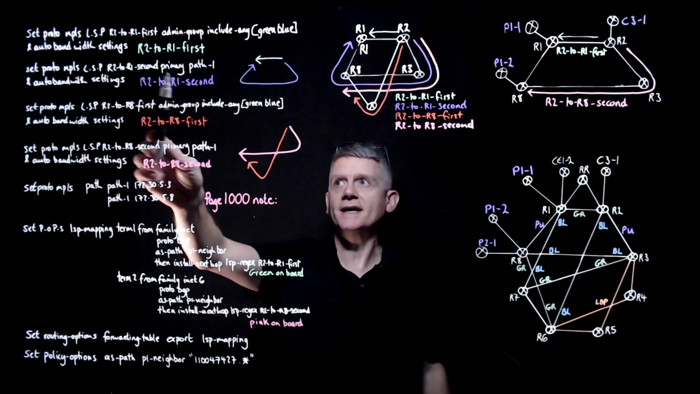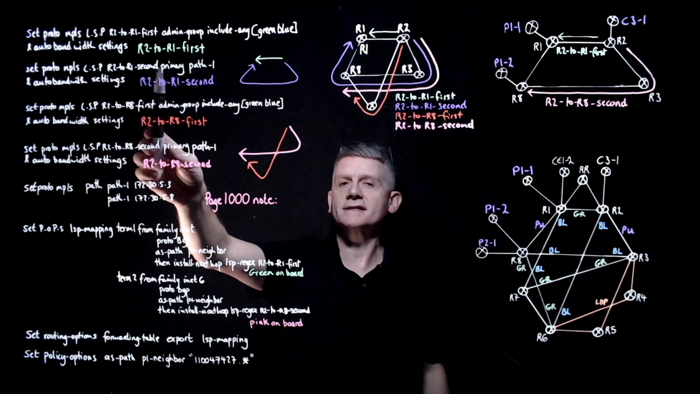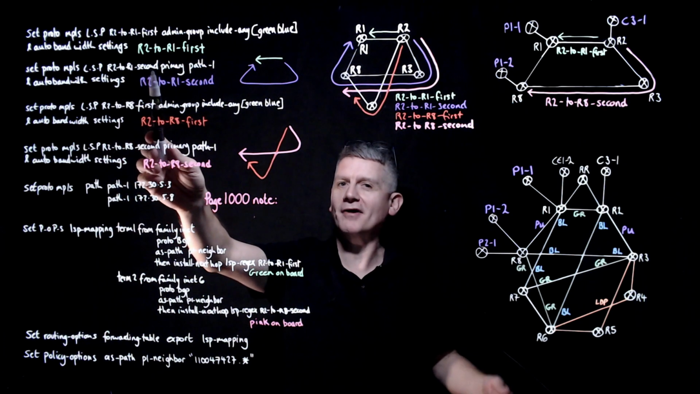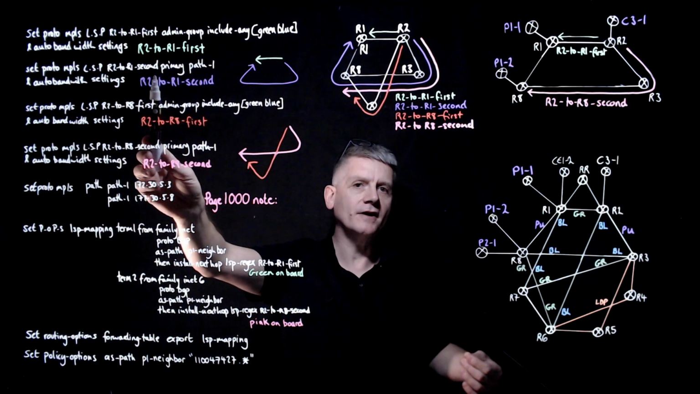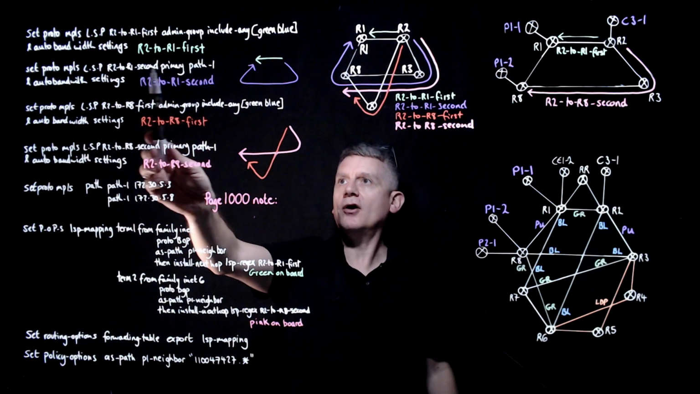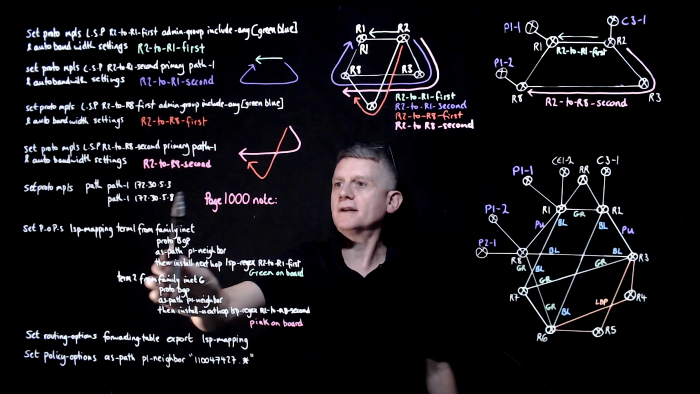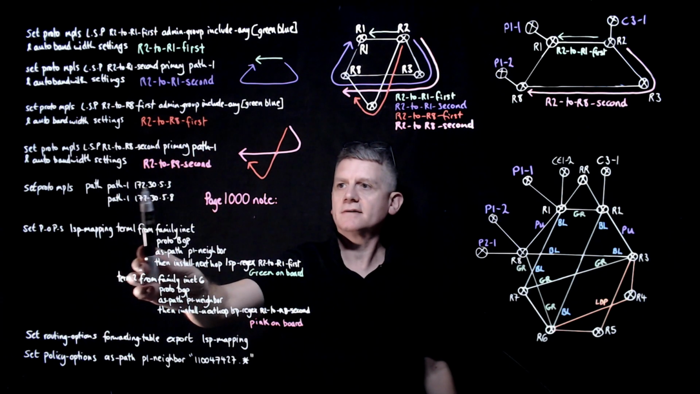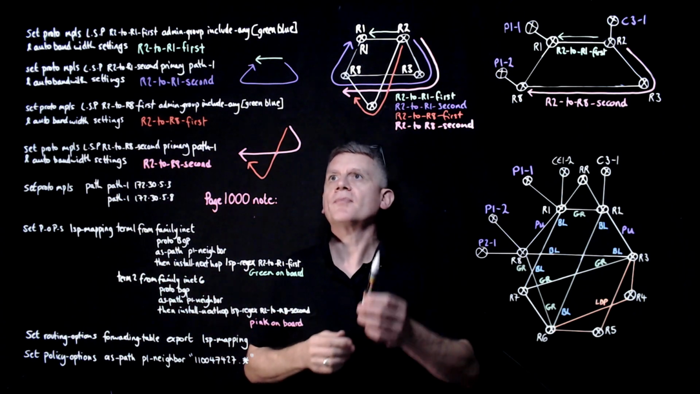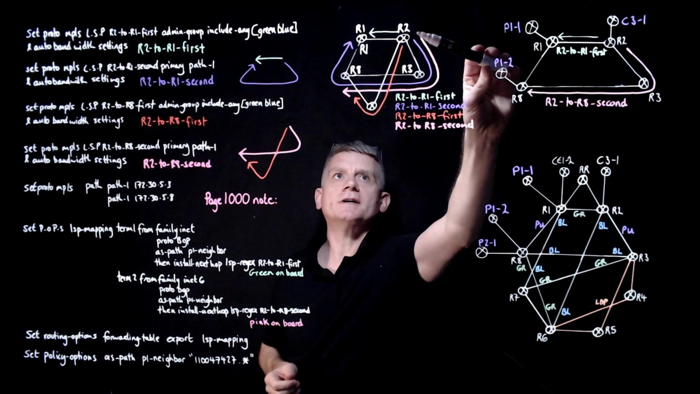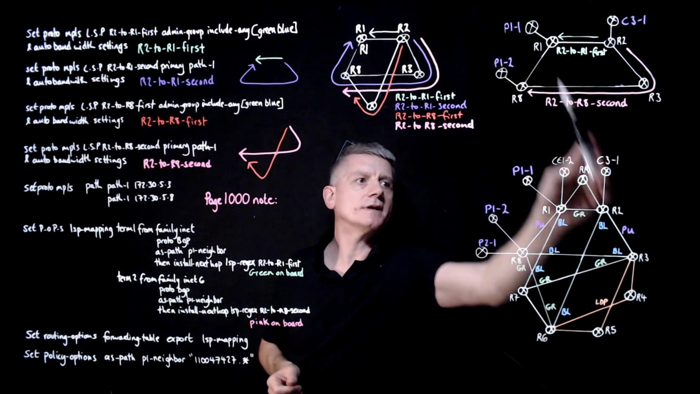On our new LSP, we're calling it router 2 to router 1 second, and this will also have a primary and a secondary, and we're configuring the primary first. So on the primary, we're attaching path 1, which pushes the data via router 3 and router 8. So the R2 to R1 first goes from R2 to R1. You can see it here.